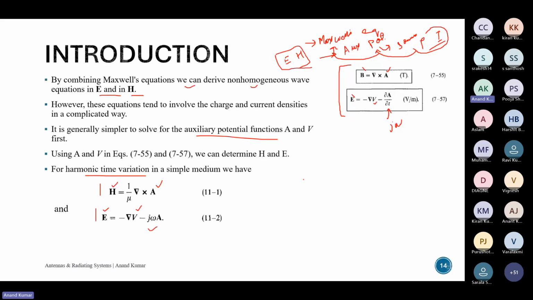So this will come again and again in this class. We have to find A and V, which are calculated from current and charges, and then using A and V, we find E and H. There could be different ways of going about this. You can find the magnetic field and then the electric field, or you can find them separately also.